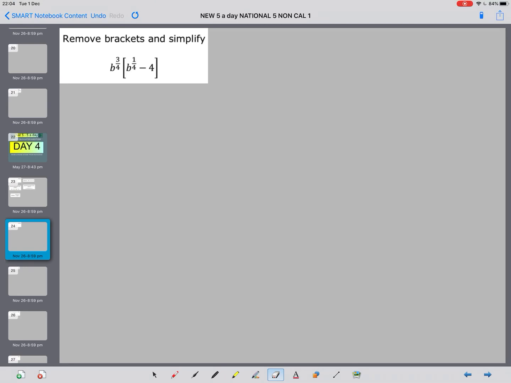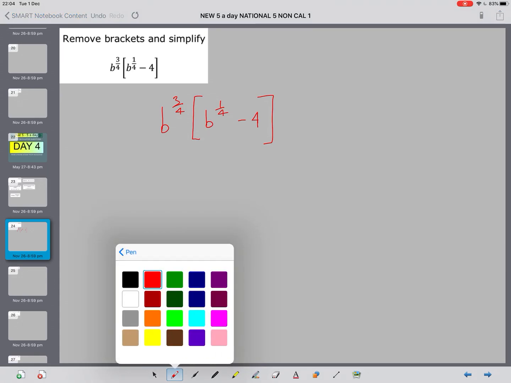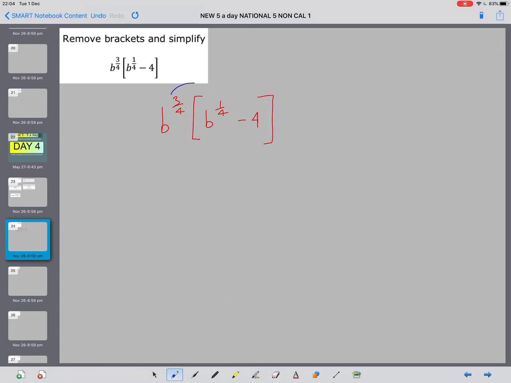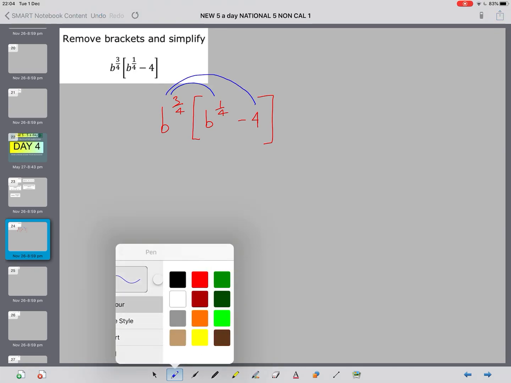Okay, so the first one. So you've got b to the power of 3/4 on the outside of the bracket, b to the power of a quarter, take away 4. Sorry, it's a square bracket on the outside. Okay. So you're basically just going to multiply this term by this term and this term by this -4.